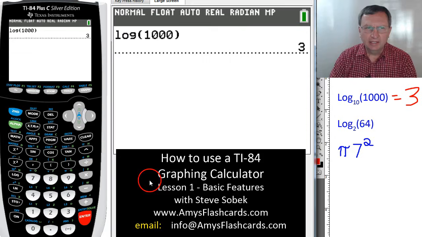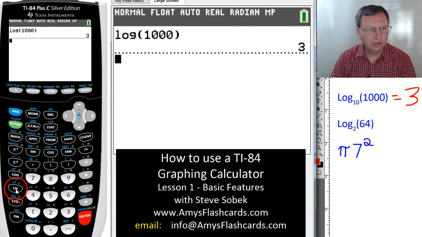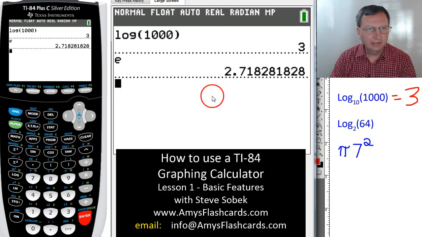All right. Now that's log base 10. There's one other log button on the calculator. This is log base E. Now E, I don't know if you remember, here's the constant E above the division key. Okay, that's the constant E.